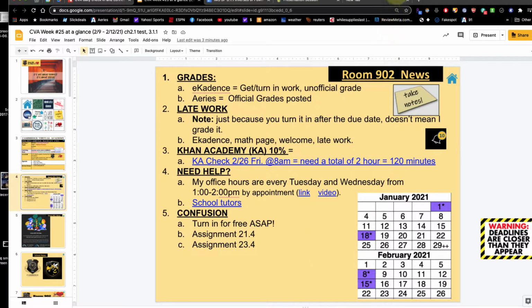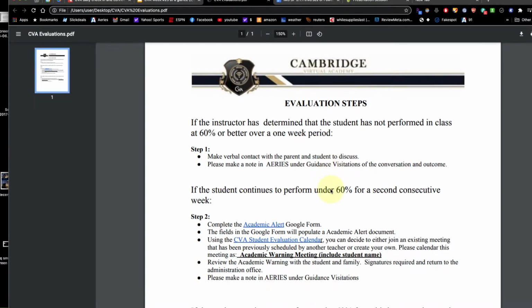Let's talk about what happens on an evaluation. After these 2 assignments and after the 22nd, not including your test, I'm going to trigger the evaluation based off your grade in class in Aries. The evaluation process at CVA basically says if you're not performing at 60% or better, I have to make contact with you and your parent and document it.